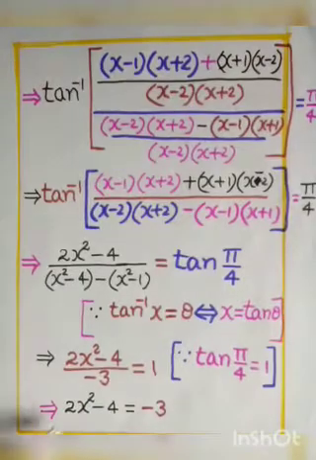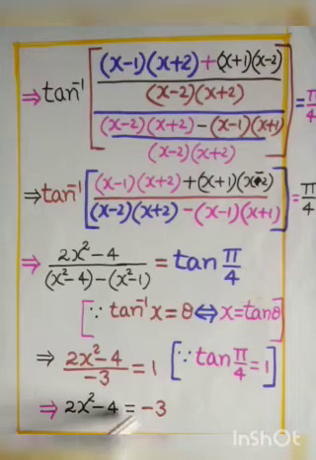Right. This implies 2x square minus 4 is equal to, by cross multiplication you get, minus 3. Understood this step, my dear children? Right.